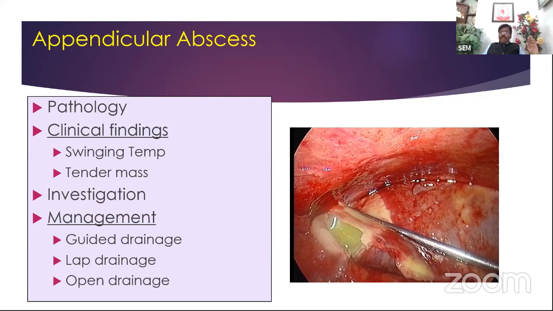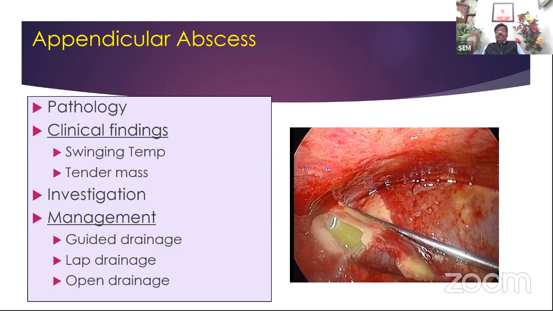Uncomplicated appendicitis, low grade temperature. Complicated appendicitis like an abscess, high swinging temperature. And if you examine the abdomen, patient will not let you examine because it's so tender. And there you do a CT scan and you go for a laparoscopy or open operation, or even sometimes radiologists can also do a guided drainage where you see a pus. So pus anywhere in your body, the only word important is drain the pus, keep a drainage tube.